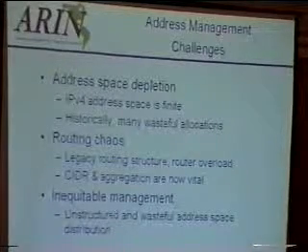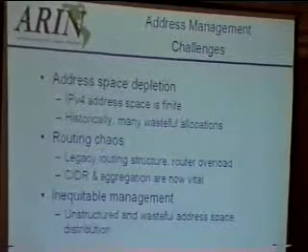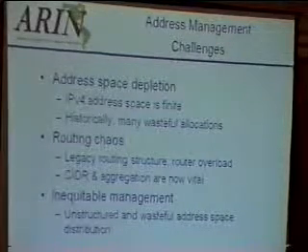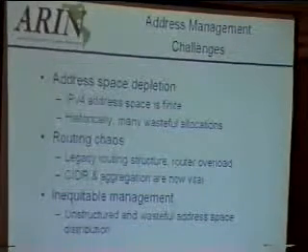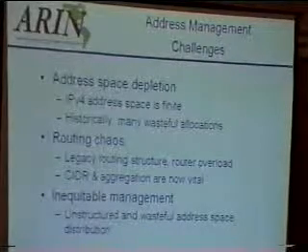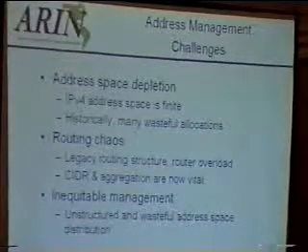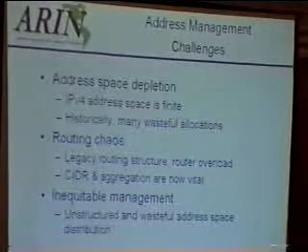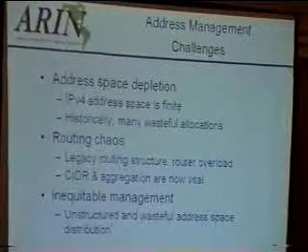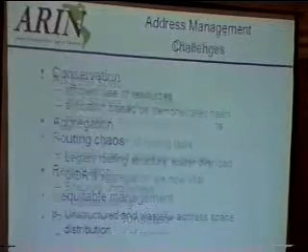Historically, there were many wasteful allocations. Some would argue to say that there are many organizations out there today that hold Class A registrations or Class B registrations, dating back to the 80s, early 90s, who do not need them. Routing chaos is another challenge. The legacy routing structure and router overload. I'm sure you're going to hear a lot about that at the NANOG meeting this week. And it's always been the case that CIDR and aggregation are vital to what we do, and it's a big challenge. There's been some inequitable management of the address space. There's been some wasteful address space distribution over the last 20 years. So there's a lot of challenges to what we have to do today and what we have to overcome.